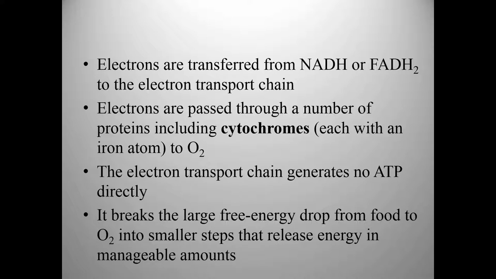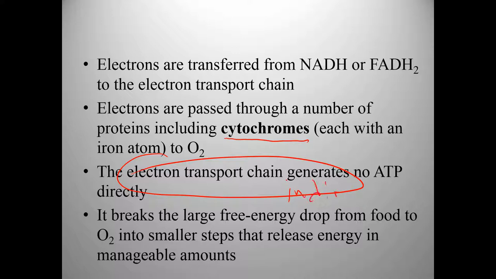So you have your electron carrier molecules giving up their electrons to your electron transport chain. These proteins in the inner membrane are referred to as cytochromes. There's all different types, but collectively we'll call them cytochrome proteins. Now, the electron transport chain does not generate ATP directly. This is an indirect process of generating ATP. We'll get to how that is over the next couple of slides.